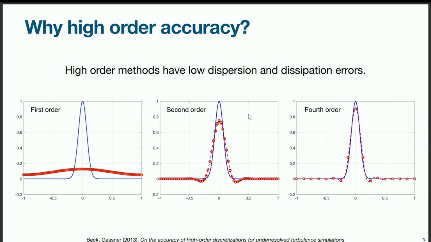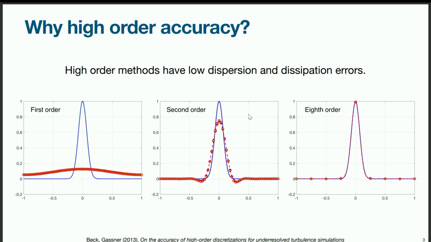Bumping up to second order significantly improves the resolution. Bumping up to fourth order gets me even better. And if I go to eighth order, it looks nearly indistinguishable between my numerical solution and my exact solution. And you might notice that I am actually decreasing the number of elements, decreasing the number of grid points that I have as I increase the order of approximation.